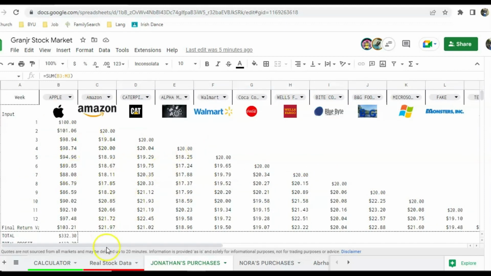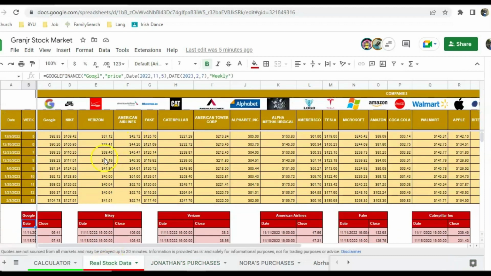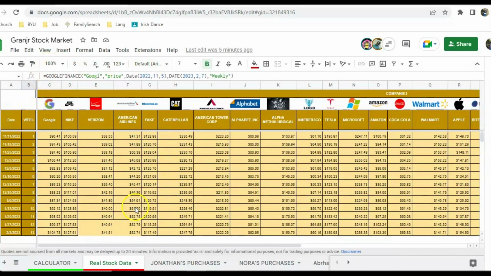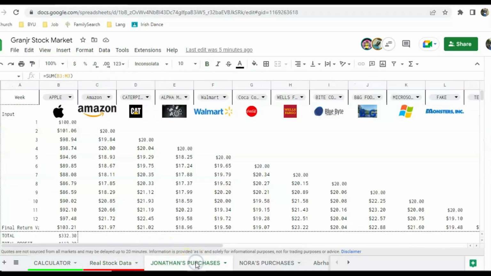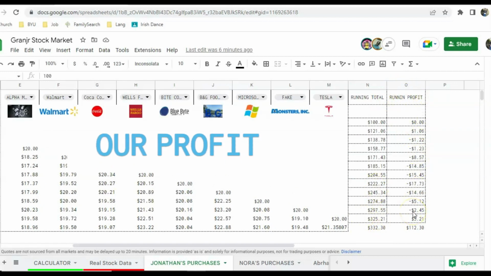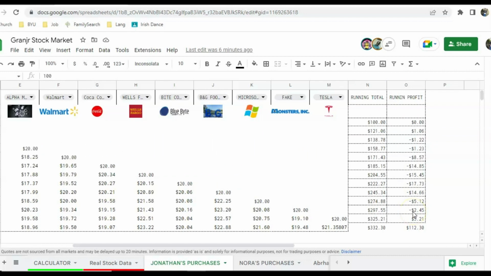Where are we getting these numbers from? Well, they're from real data. We used Google Finance to figure out how much stocks are worth week by week, and then we can put that into a little formula where you divide the worth of the stock. And then coming over here, you can see your running total. So this is all the money that you have currently in the stock market, which gives you a profit when you take out the fact that you put in $100, you got out $1.06.